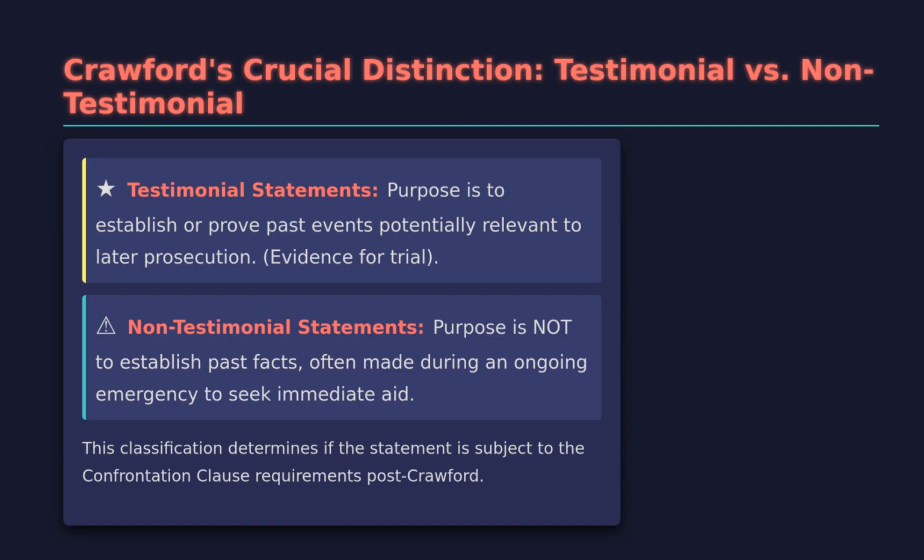Conversely, non-testimonial statements are those made primarily for purposes other than establishing or proving past events. The classic example of a non-testimonial statement involves statements made to police during an ongoing emergency, where the declarant's primary purpose is to enable police assistance to meet that immediate need, not to create evidence for trial. Understanding this testimonial versus non-testimonial dichotomy is absolutely essential for analyzing Confrontation Clause claims.